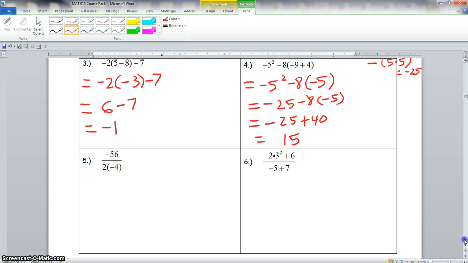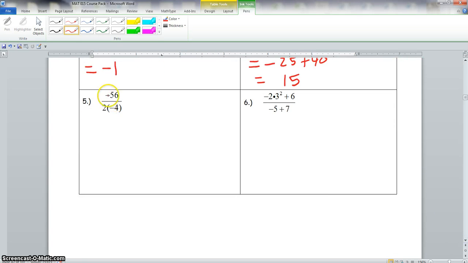Okay, so now we go down here to number 5. So first, what we would do is this. Our numerator, we cannot do anything with it, so we'll carry it over. Our denominator, we have a positive 2 times a negative 4, which is a negative 8. A negative divided by negative, we know is positive. 56 divided by 8 is just 7.